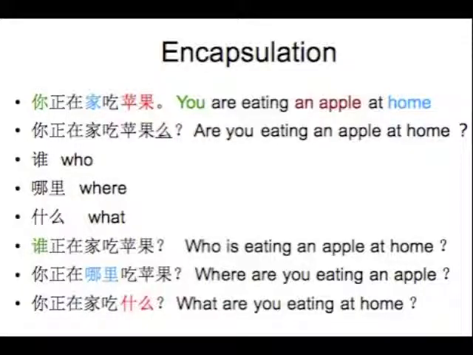Now let's talk about encapsulation. When a yes or no question is asked, a word 吗 is added to the end of the original sentence, and there is no need to change the other part of the sentence, just like the sentence is encapsulated. For example, 你正在家吃苹果, which means you are eating an apple at home. 你, which is in green, means you. 家, which is in blue, means at home. 苹果, which is in red, means an apple.